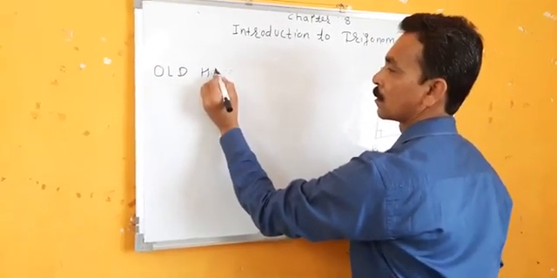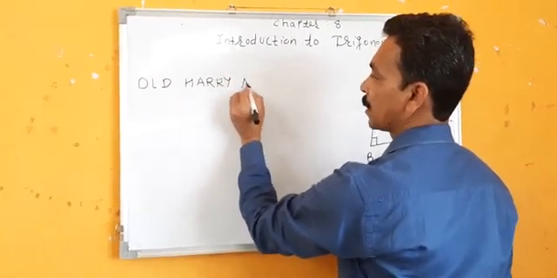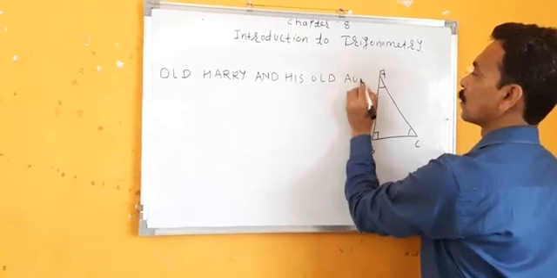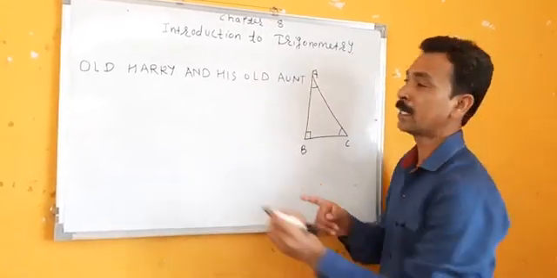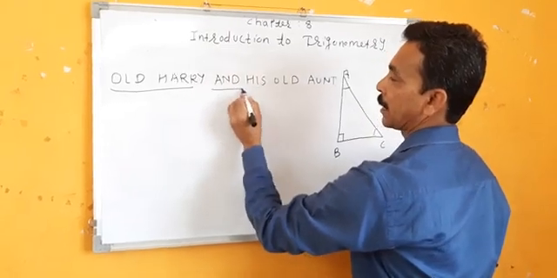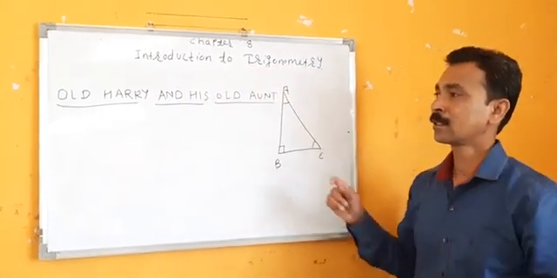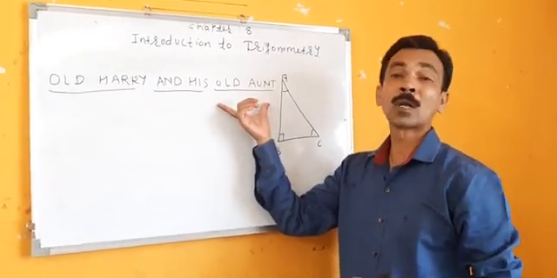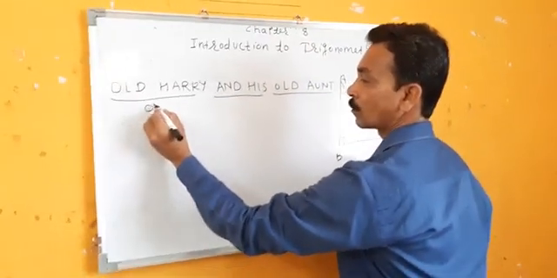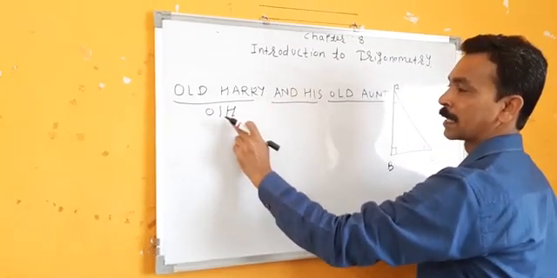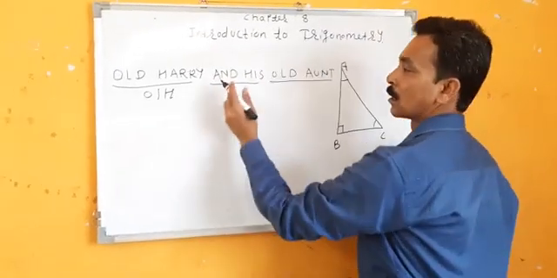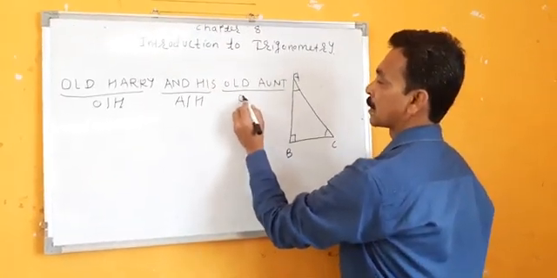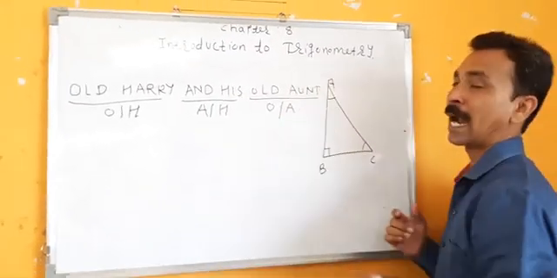Old Harry and his old aunt. We'll pair it like this: old Harry in one pair, his in one pair, old aunt in one pair. Old Harry means opposite and hypotenuse. And his means adjacent and hypotenuse. Old aunt means opposite and adjacent.